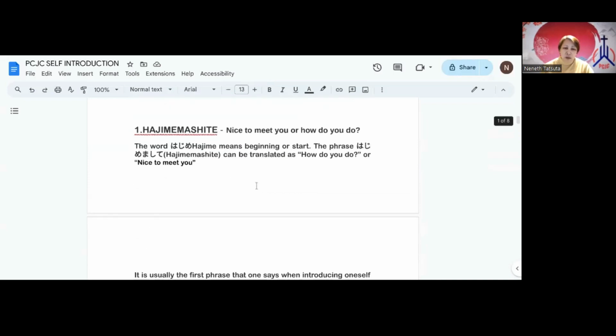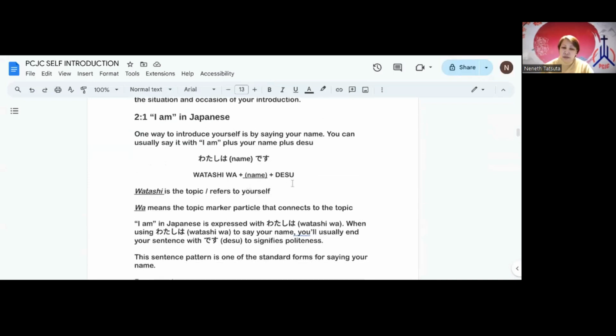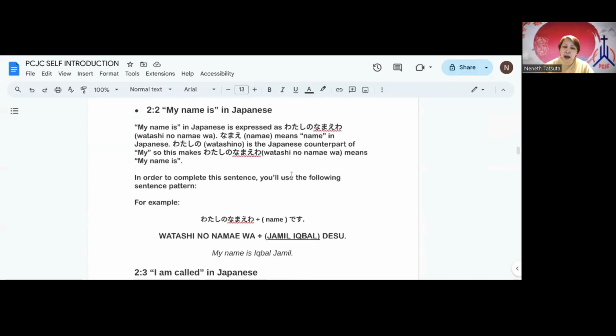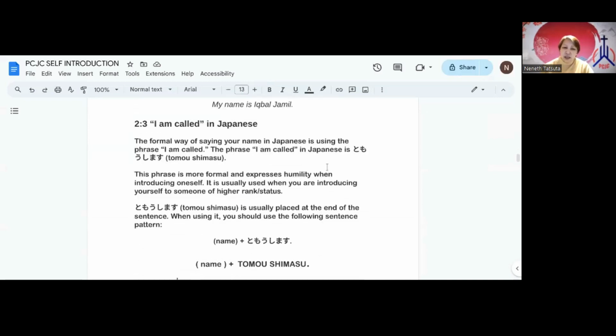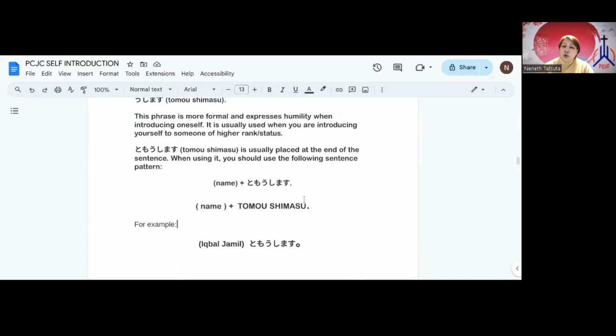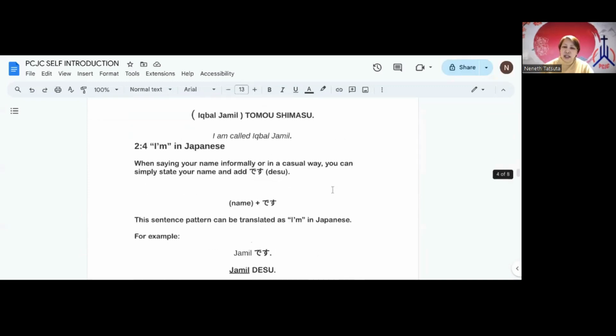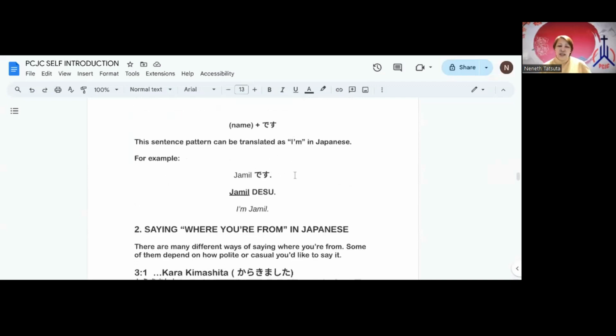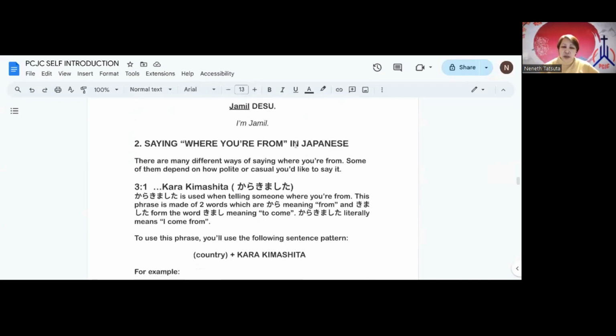Watashi wa name desu. Watashi no namae wa name desu. Name tomoshimasu. And then the casual way is name desu. So it depends on the situation you have. Now next, after hajimemashite, you say your name, and you can choose any pattern here according to your situation.